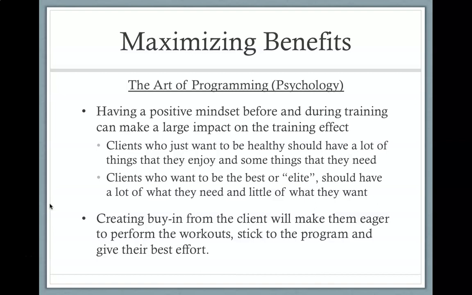People that want to be the best or an elite level at something should have a lot of what they need and a little of what they want. But that should also come with the understanding of what it takes to be the best. So they can't come in and moan and groan about doing things that they don't want to do, because then they don't truly want to be the best. General population don't want to be the best, they just want to be healthy. There's a lot of ways we can do that. So creating buy-in from them is going to make them eager to perform the workouts, stick to the program and give their best effort. If somebody doesn't really like what's on paper or isn't really bought into the fact that the program's going to work, there's a good chance they're not going to put in their best effort or follow through with it.